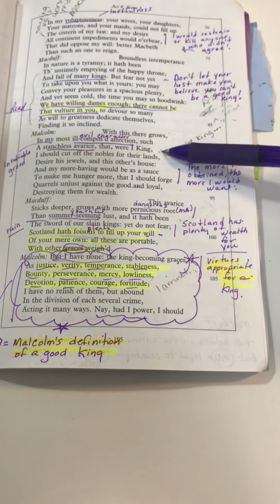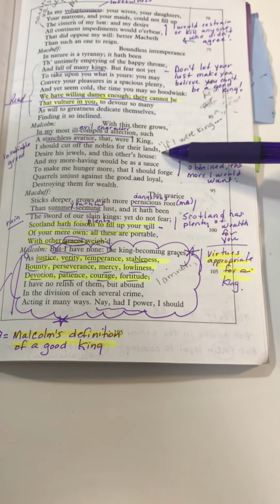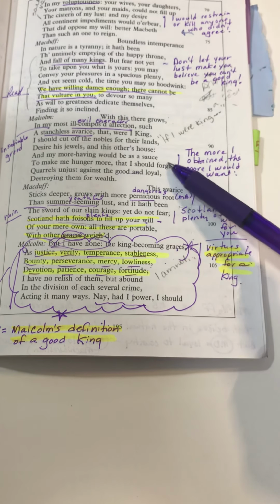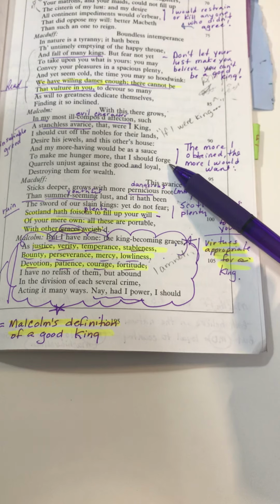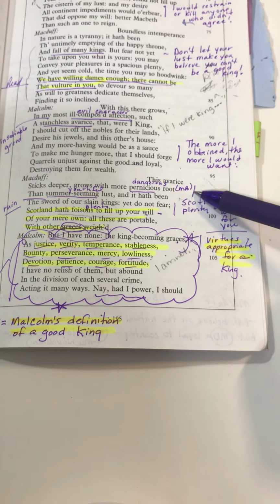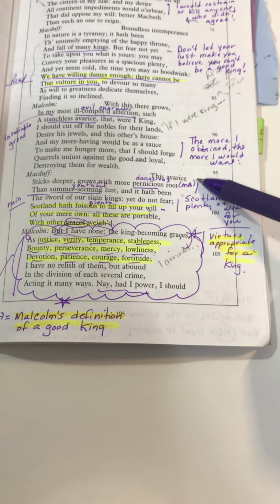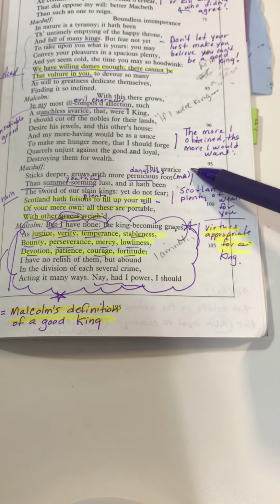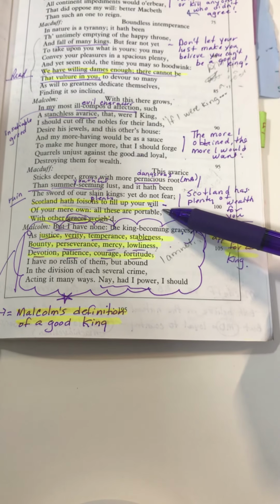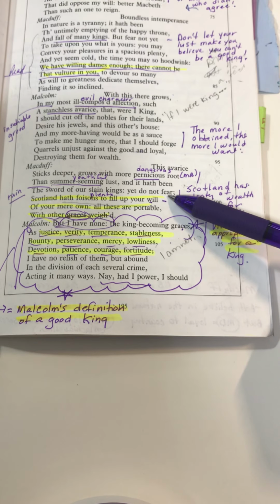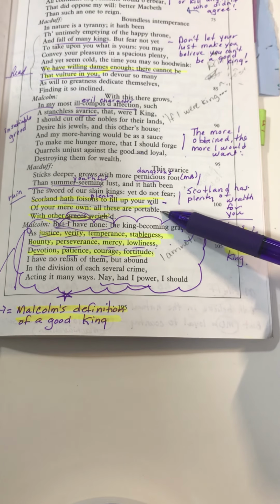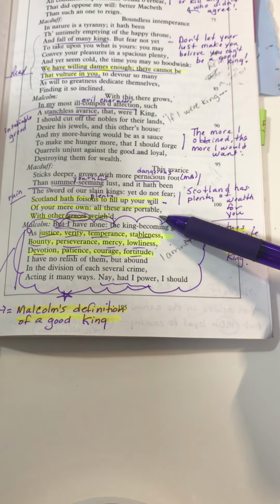But were I king, I should cut off the nobles for their lands, desire this one's jewels and this other's wealth. My more having would be as a sauce to make me hunger more, that I should forge quarrels unjust against the good and loyal, destroying them for wealth. This avarice sticks deeper, grows with more pernicious root than summer-seeming lust, and it hath been the sword of our slain kings. Yet do not fear. Scotland hath foisons to fill up your will of your mere own. All these are portable, with other graces weighed.